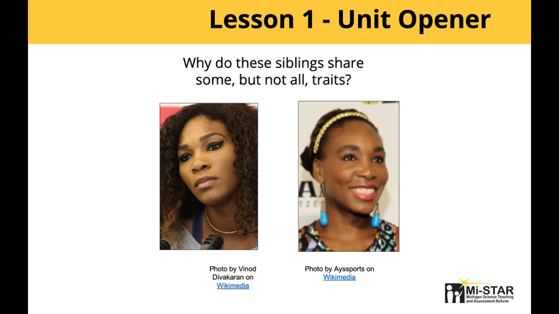As with all MyStar units, Lesson 1 engages students in the unit challenge. They are given a task that activates their prior knowledge and exposes their prior understanding related to the unit challenge. They are provided images of famous siblings like Venus and Serena Williams. They must compare and contrast the siblings' traits and use their prior knowledge to explain why members of the same family have some traits in common but not others.